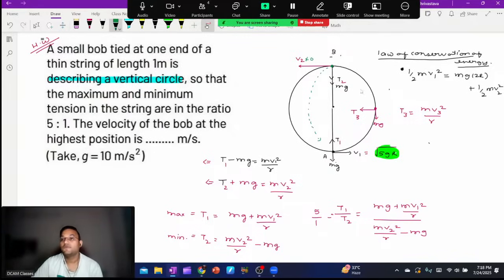Now, what condition should I put here? The tension may become zero. If at the maximum case, on reaching the point B, the tension becomes zero, what will be the condition at point B? T2 plus mg will be equal to mv2 square by r. So here T2 is becoming zero. So what will be there? v2 square will be equal to gr.